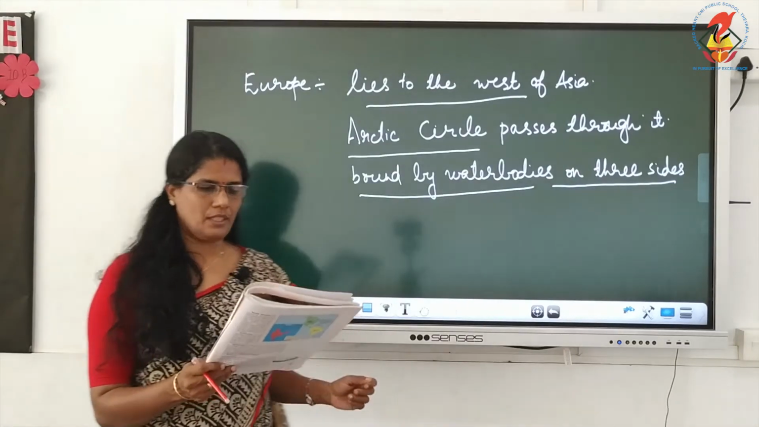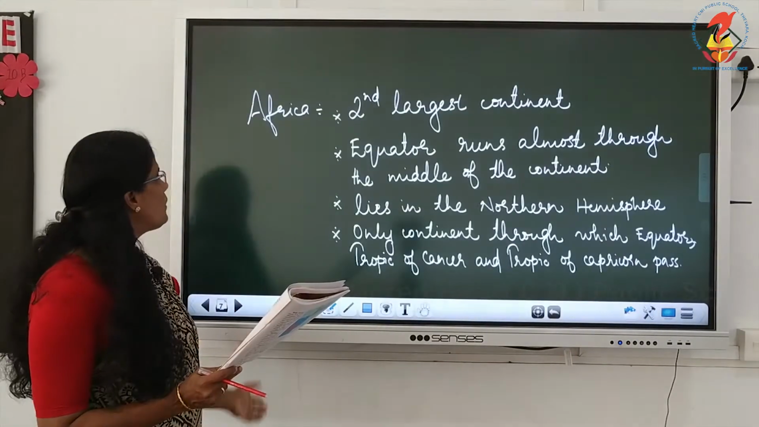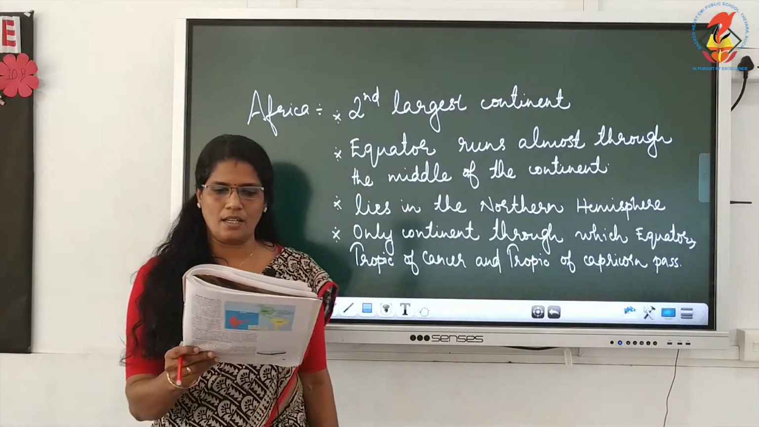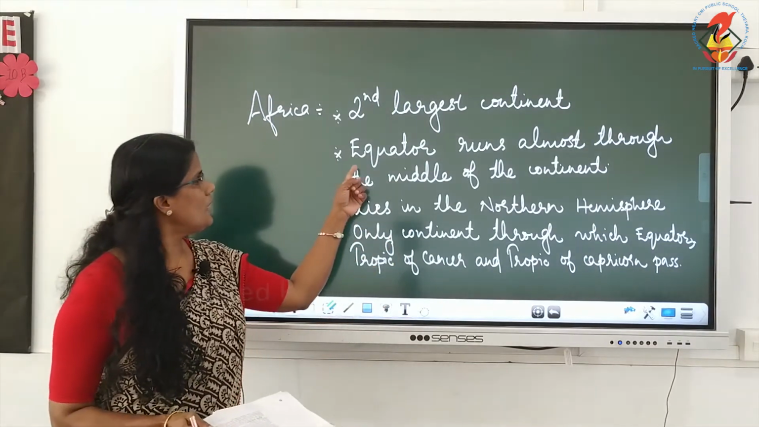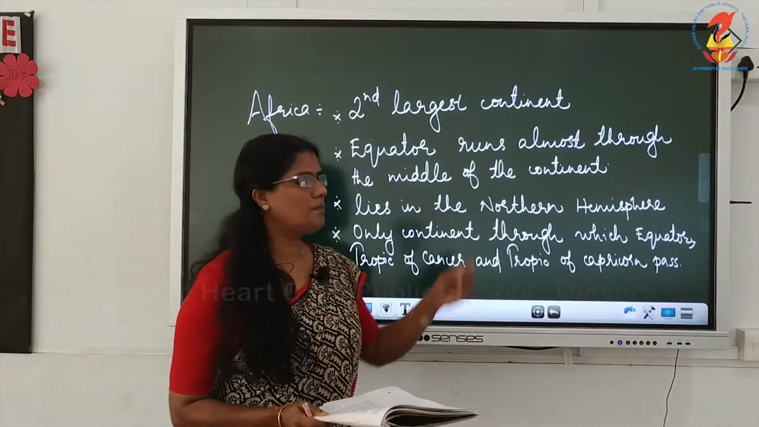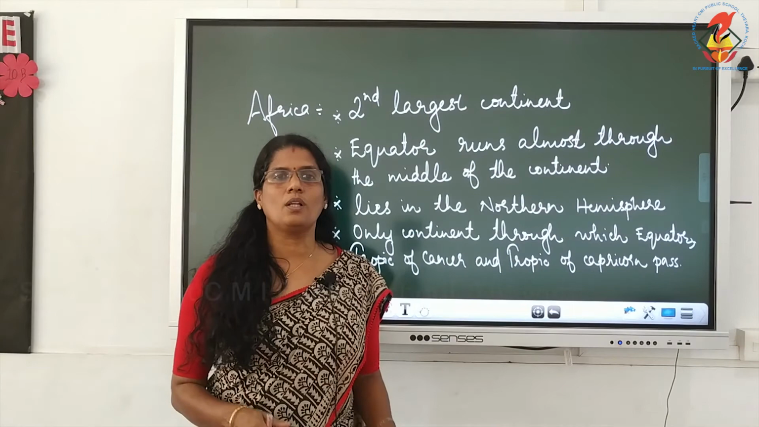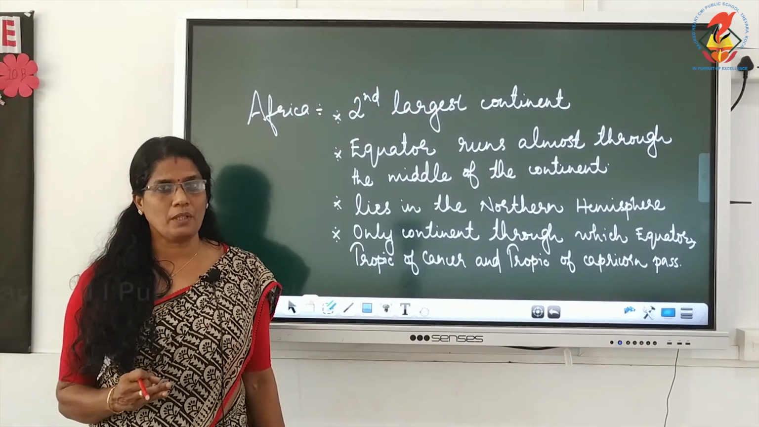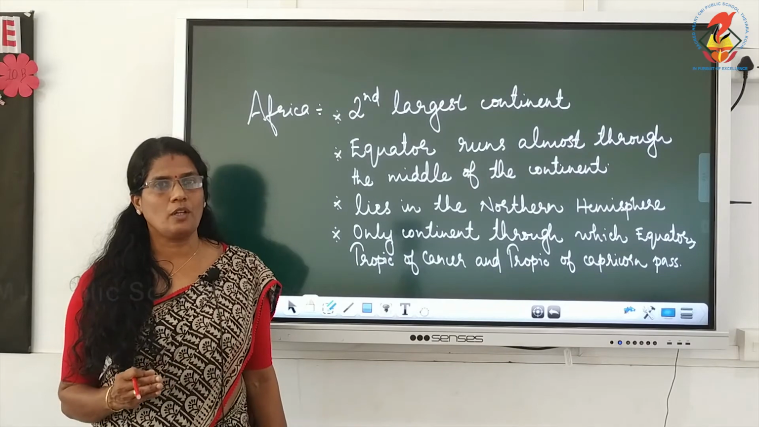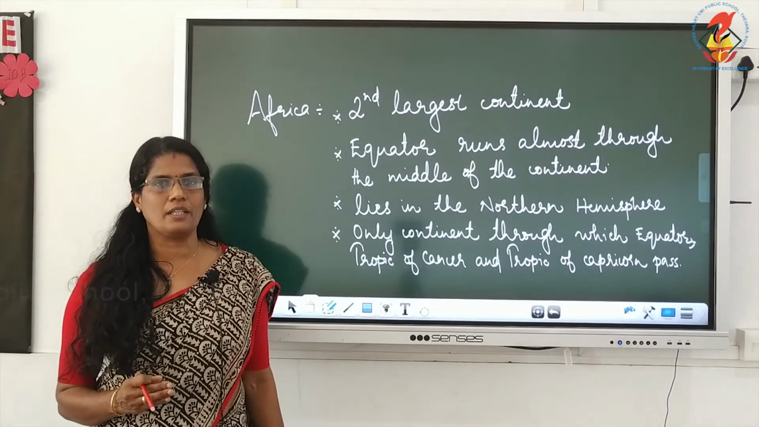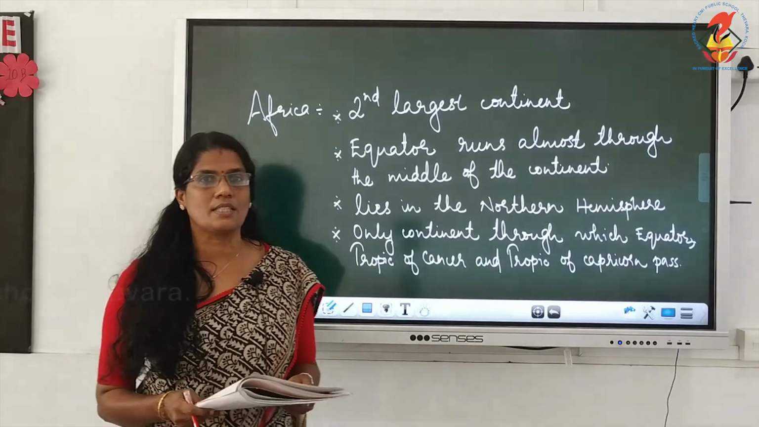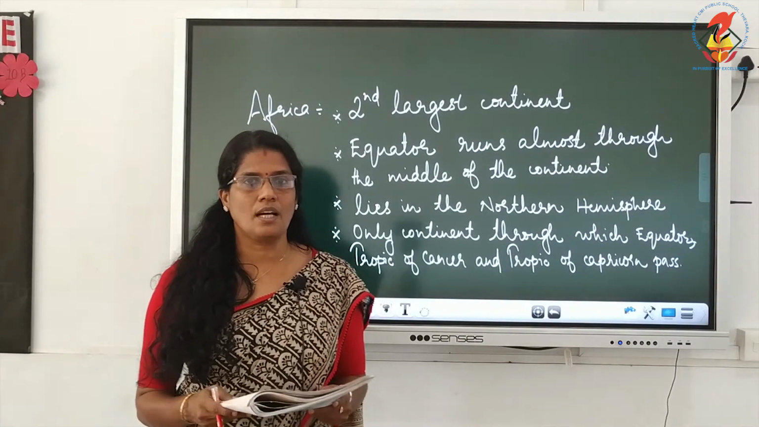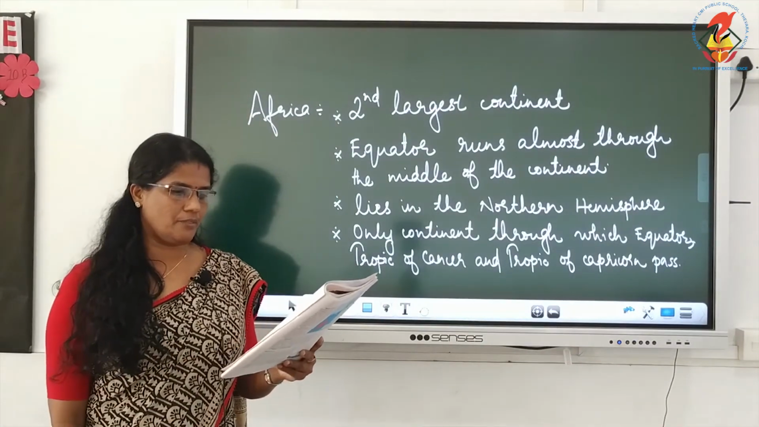Next is Africa. It is the second largest continent. The equator runs almost through the middle of this continent. You know all the 3 important parallels: equator, Tropic of Cancer and Tropic of Capricorn pass through Africa. It has the world's largest desert, Sahara, which also lies in Africa.